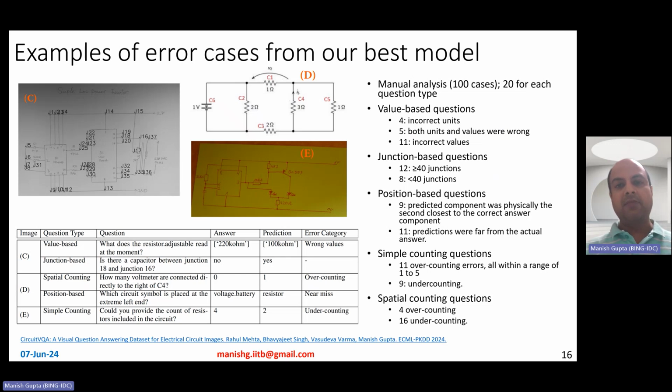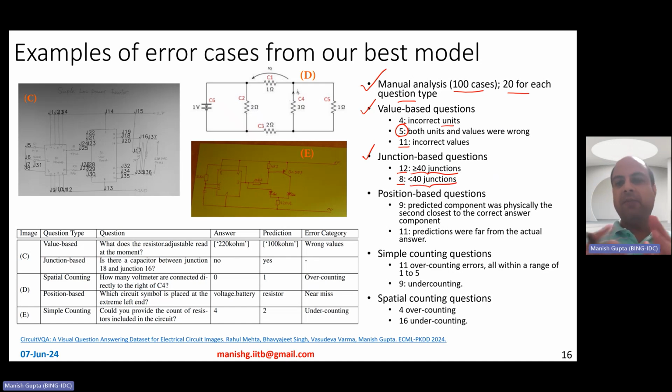So we tried to do very extensive error analysis to figure out what's going wrong. In fact, we did a manual analysis of 100 cases, so 20 of each question type. We found that for value-based questions, when it went wrong, it came up with wrong units in 4 cases out of 20. In 11 cases out of 20, it came up with incorrect values, and in 5 cases, both the units and values were wrong. For junction-based questions, it came up with wrong results in 12 cases in images containing more than 40 junctions, while in 8 cases it led to errors with less than 40 junctions.